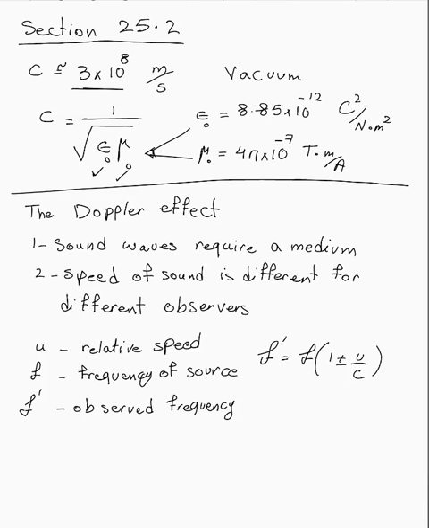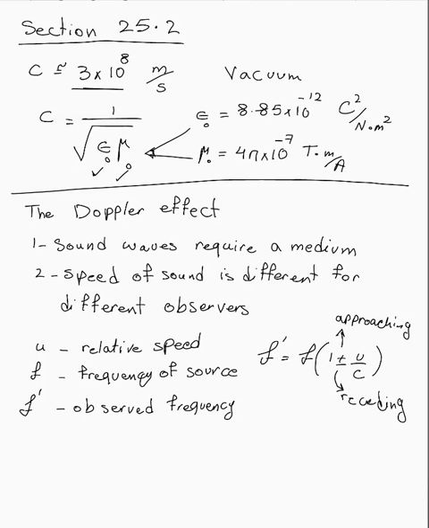These plus and minus signs are for two situations. The plus sign applies to a source that is approaching the observer. So if the source is approaching the observer, we're going to use the positive sign. But if the source is receding from the observer, then we're going to use the negative sign.